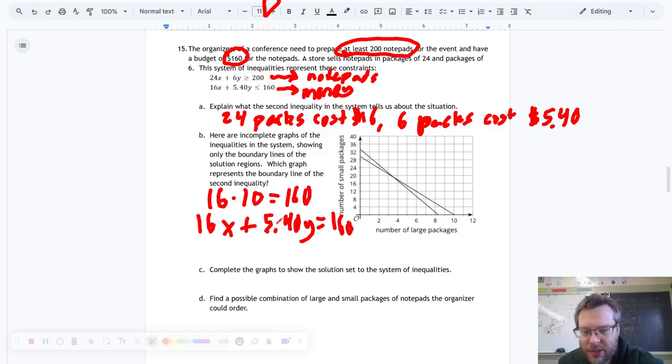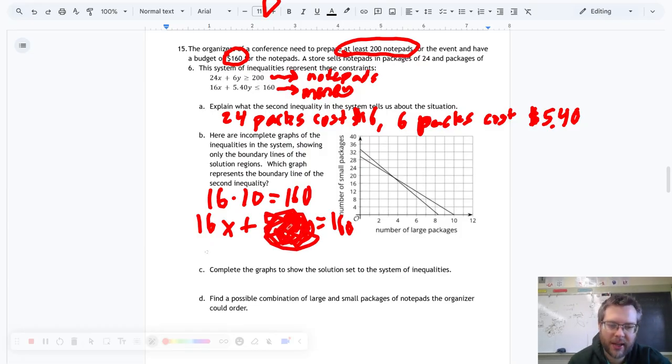And if I just imagine 0 for the y value, let's just zero that out, I'm thinking x has to be 10. That means that this graph right here, the one that touches x equals 10 when y equals 0, has to be the second inequality. If I trace that line back through, it makes sense to me that I could buy, I don't know, about 30 of the other one, because 30 times 5.40 is probably close to 160.